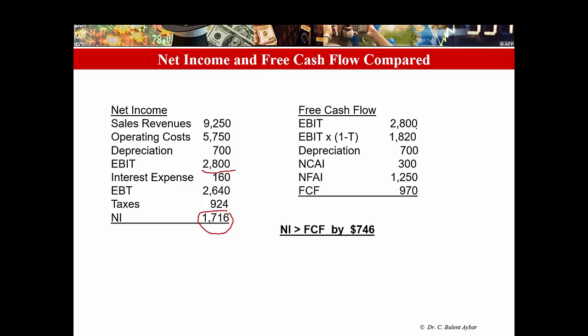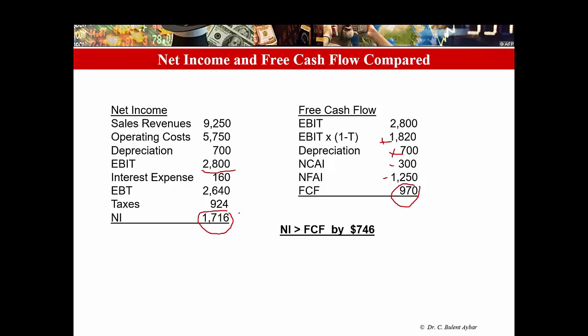Now let's look at the free cash flows. EBIT is $2,800. The net operating profit after tax is $1,820. Depreciation is $700. We need to add back depreciation in here. Net current asset investments are $300. We are going to subtract this. Net fixed asset investments, we are going to subtract this. And free cash flow to the firm turns out to be $970.